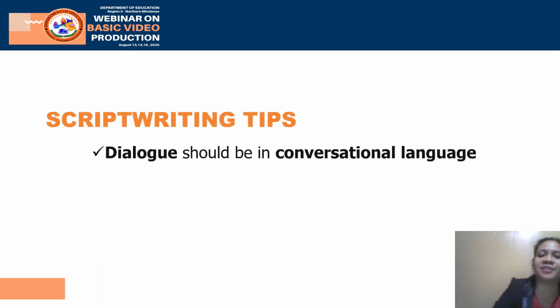Now, here are some tips. In writing the dialogues of your script, we should remember to write in conversational language. Okay? So, it's different when we are in a classroom. We have to make sure that when we do video instructions, it's as if we are talking individually to our students, or it's as if we are talking to our friends. Very casual, very conversational. Why? So that we can get their attention.